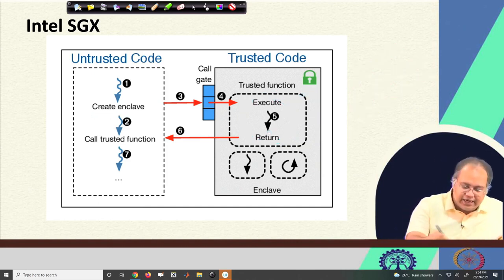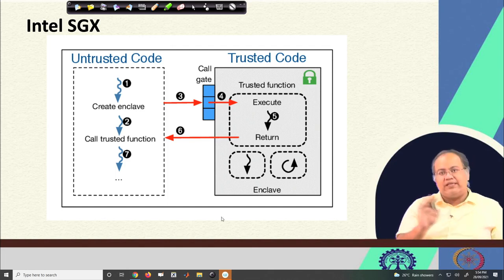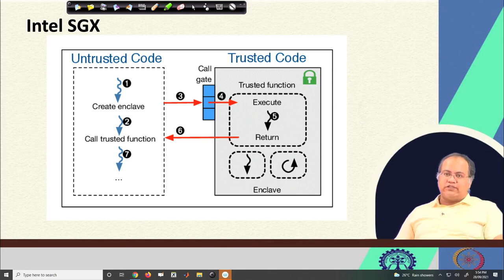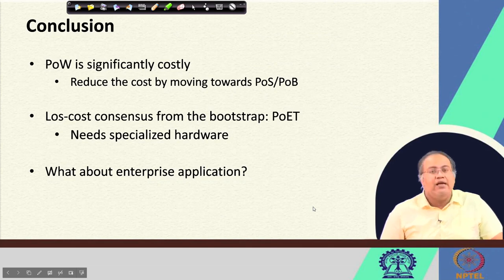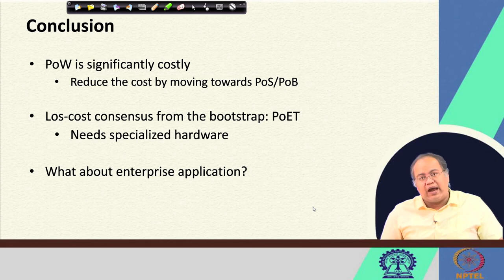So this is the way Intel SGX actually works, and I have just tried to cover three different non proof of work consensus mechanisms: proof of stake, proof of burn, and then proof of elapsed time. Out of these three, we have seen that proof of stake and proof of burn cannot be used for bootstrapping, whereas proof of elapsed time can be used for bootstrapping, but it can work only on the Intel SGX platform. In conclusion, we have seen that proof of work is significantly costly. You can reduce that cost by moving towards proof of stake or proof of burn, but these cannot be used for bootstrapping. So we can have a low cost consensus mechanism that can be used from the bootstrap, that is the proof of elapsed time, but it also has the limitation that it needs specialized hardware.